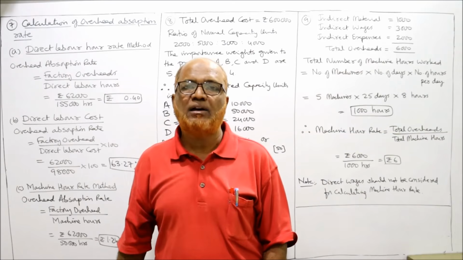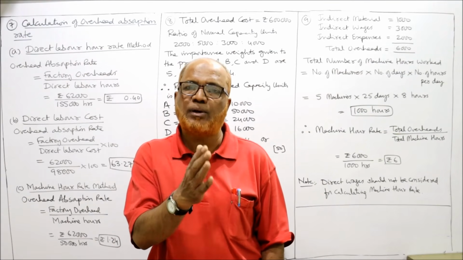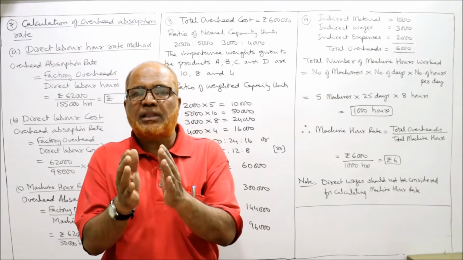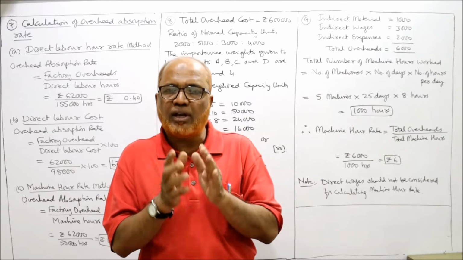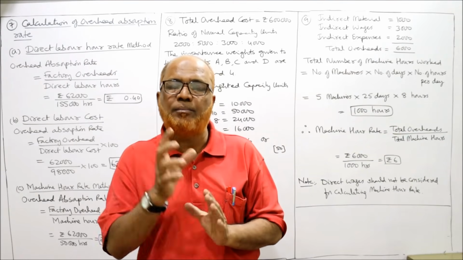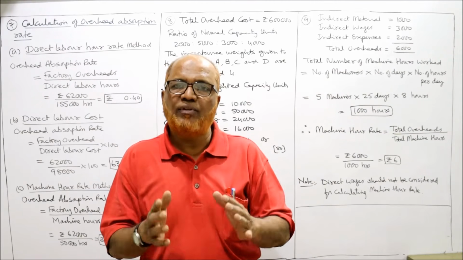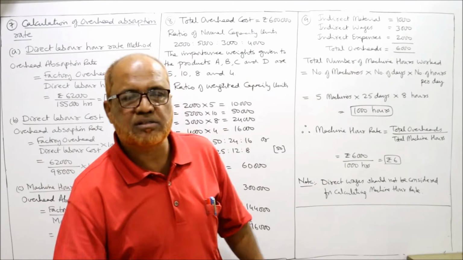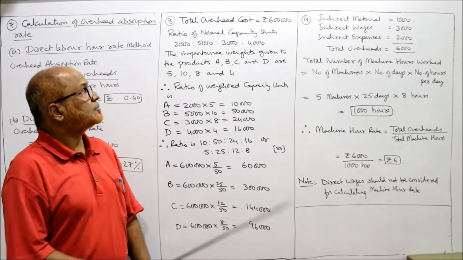So we calculate the weighted units of the products. Weighted units means we multiply the number of units with the points. For each product, we multiply number of units with the points to get weighted units. In that weighted units ratio, we divide 6 lakh rupees. That's it. See here, total overheads are 6 lakh rupees.